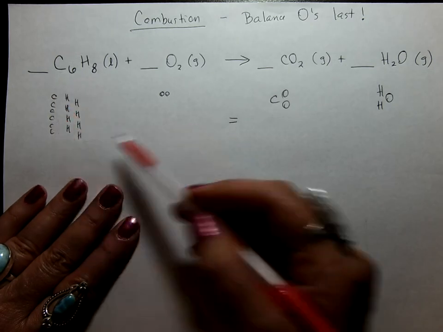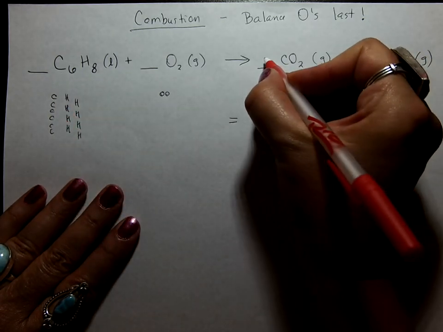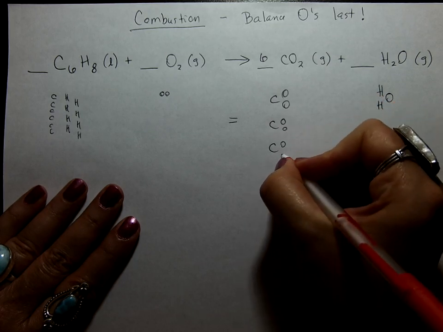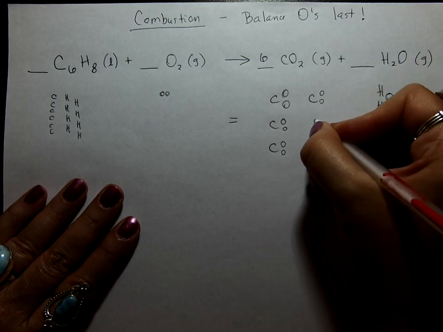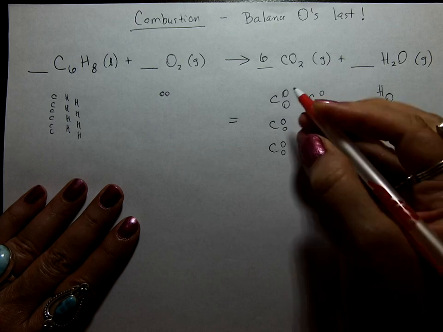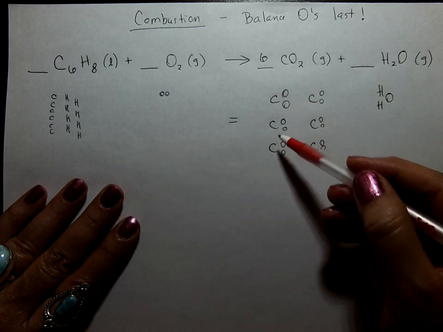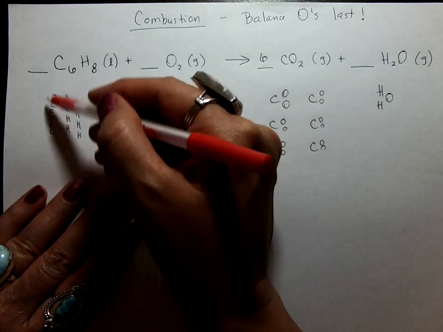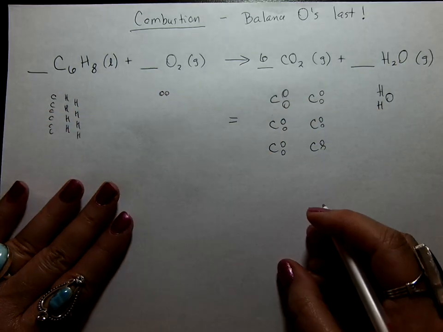6 carbons on this side. There's only 1 here, so I'm going to put a 6 in front. That gives me 6 CO2s. 1, 2, 3, 4, 5, 6 CO2s. So 6 carbons to go with the 6 carbons. So my carbons are balanced.